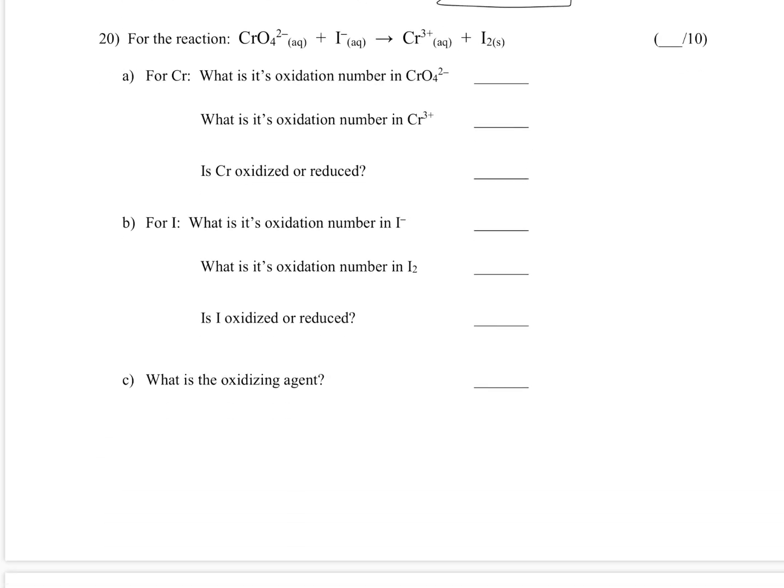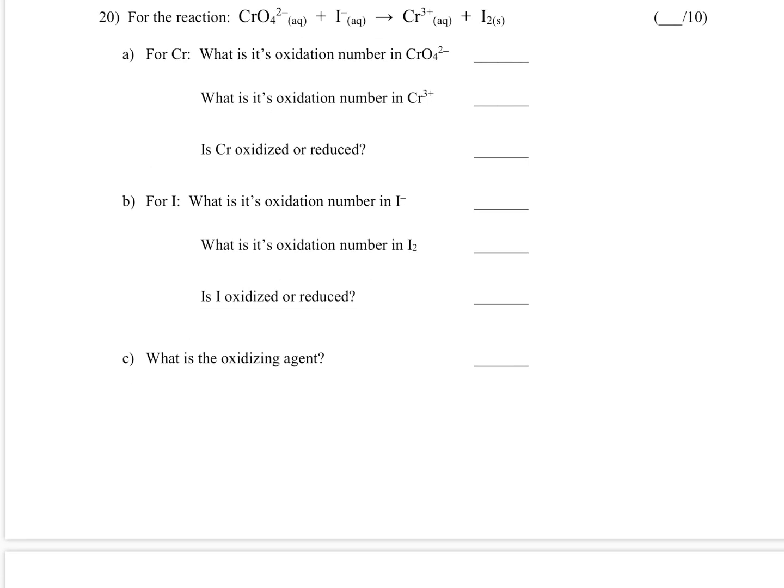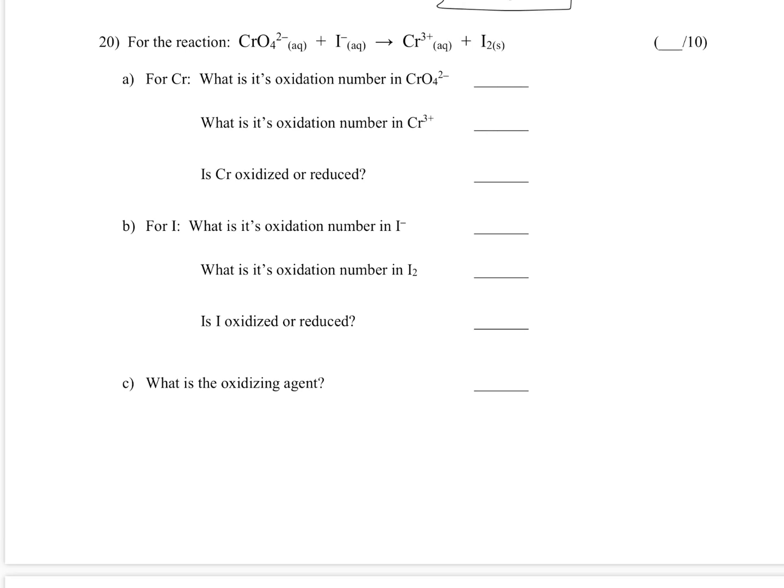So let's move on. Now we're talking about a redox reaction. So we're given a redox reaction. We're asked for chromium, what its oxidation number is here as a reactant and as a product. Well, for Cr3+, it's easy. It's +3. For chromate here, it's a little bit harder. Each oxygen's -2. We have 4 of those. So that gives us -8. Whatever the chromium sum is, plus -8 has to equal -2. So that's +6. So each chromium is +6. So we're going from +6 to +3. So that means I need to gain electrons. That is reduction.